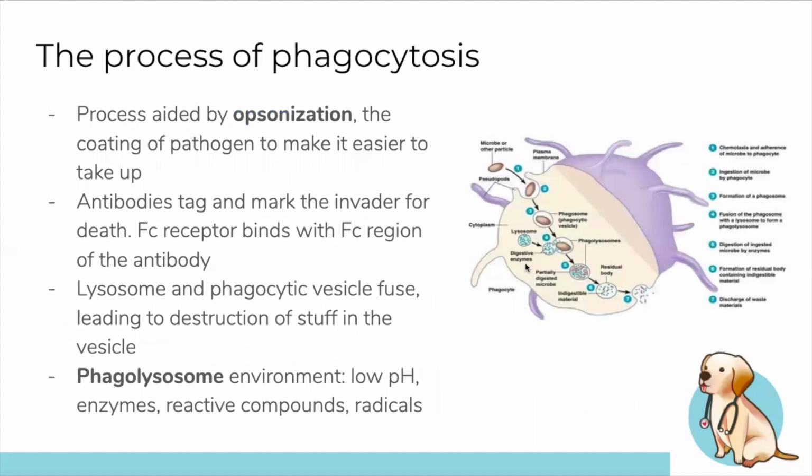So phagocytosis, I don't know if this was covered last sem, but I'll go through it briefly. You've got your phagocyte that engulfs the thing and puts it in a vesicle, and then it has another vesicle full of bad stuff, the lysosome, and then it combines the two and allows the bad stuff in the lysosome to kill the thing it just ingested. And it does so by having a really low pH, a bunch of enzymes, and free radicals, reactive compounds.